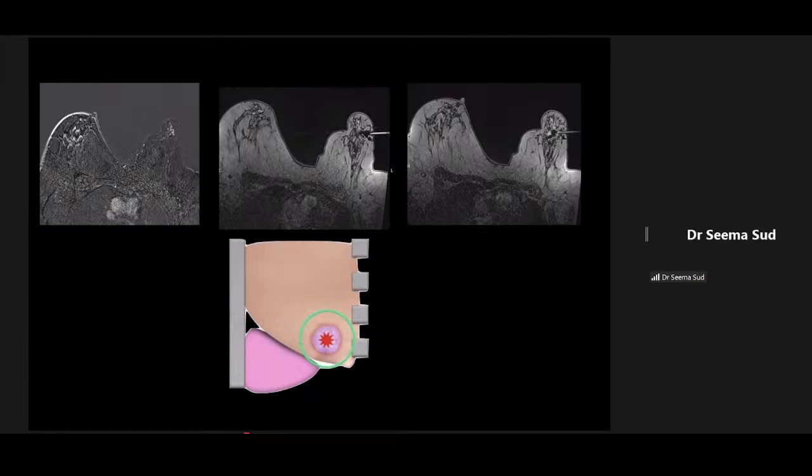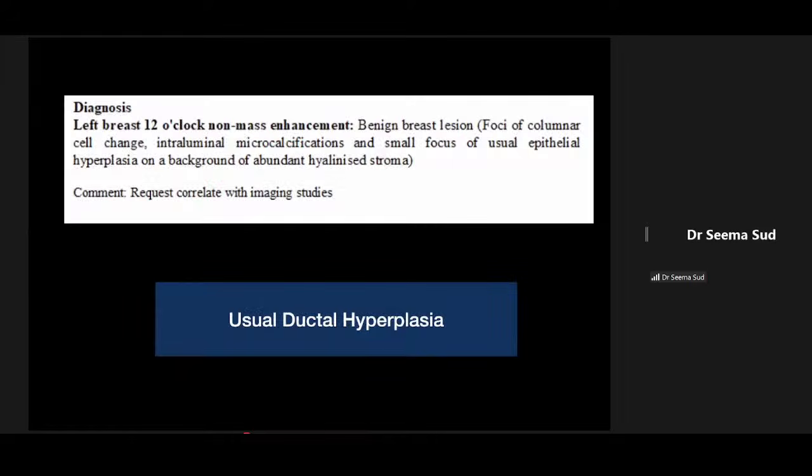Because once the needle is in place, the machine will cut full 360 degrees, and it has a 1 centimeter throw. So we know we will get sample from this tissue. So this is how you overcome any challenges you face because of the lesion being close to the nipple and close to the skin surface. And this turned out to be just usual ductal hyperplasia.